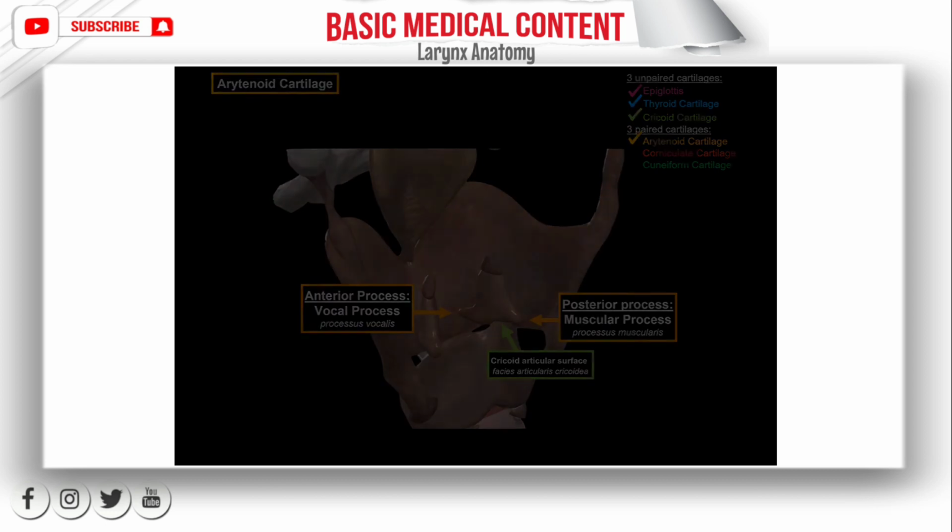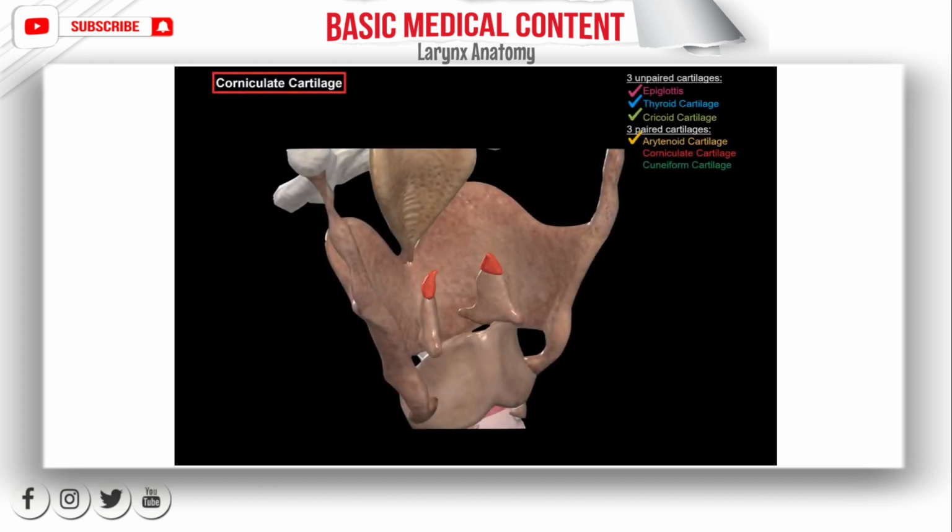Next we have the corniculate cartilage, which is here in red, and it lies on top of the arytenoid cartilage. It doesn't really have any specific functions on its own, other than serving as an attachment point for certain muscles as well. So let's tick that one.